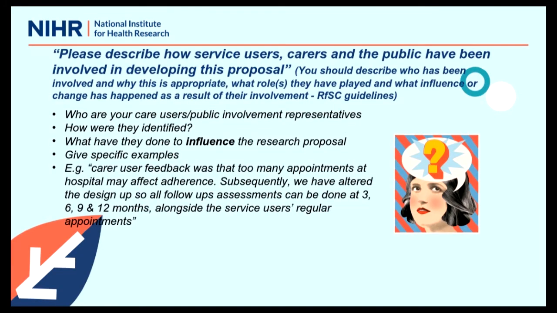So the actual questions that you will be asked in the second stage are, please describe how service users, carers and the public have been involved in the development of this proposal. At this point, you'll really want to focus on explaining who your public representatives are, and any input that they've had in helping shape the application to this point. It's a real strength if you're able to give examples of feedback that has been given by your public involvement representatives, and then examples of the changes that you've made as a result of that feedback, to really show the influence and the impact of that input from your public involvement representatives.